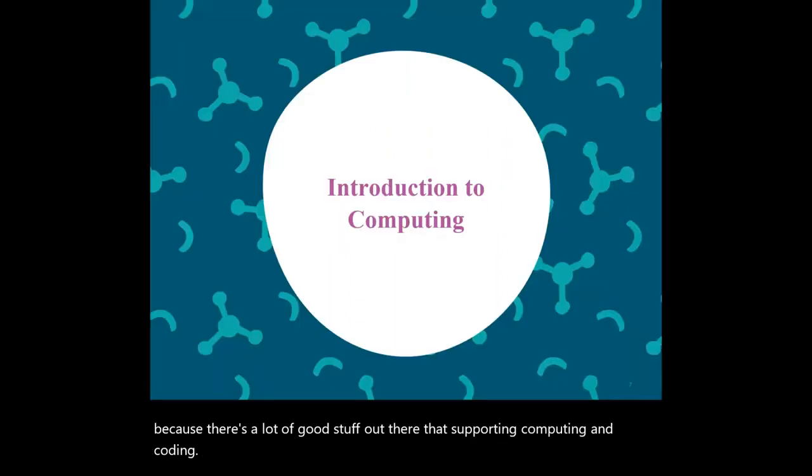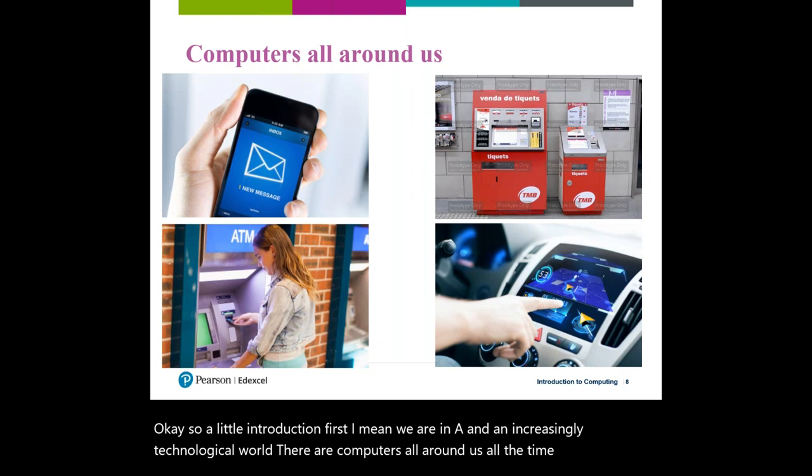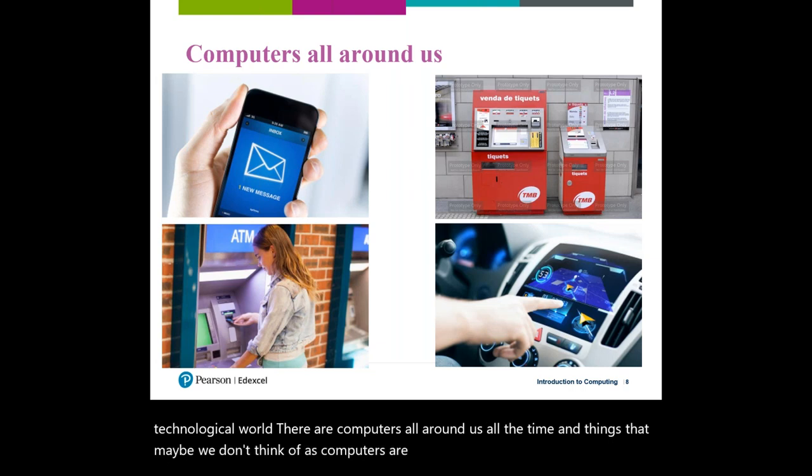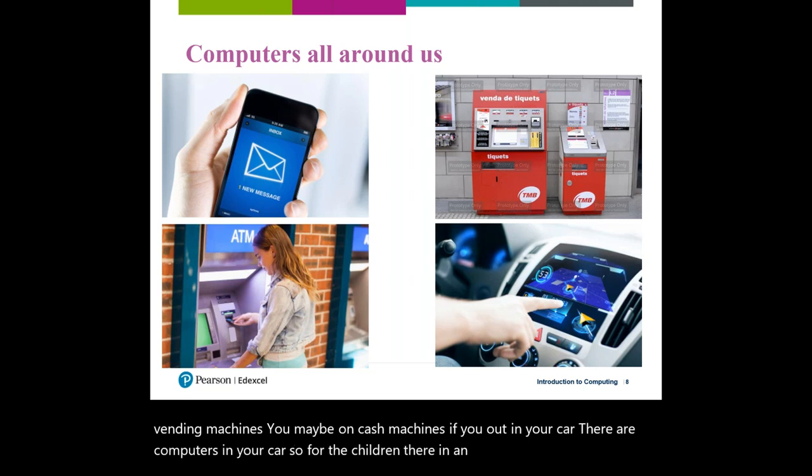Okay, so a little introduction first. We are in an increasingly technological world. There are computers all around us all the time, and things that maybe we don't think of as computers are still computers. So in the last 24 hours, you will have used a whole different array of computers, maybe less so because we're still a little locked down, but in an average day, back when we were allowed out of the house, train tickets, vending machines, cash machines. If you're out in your car, there are computers in your car. So for the children, they're in an increasingly technological world, and all of these things involve computers.